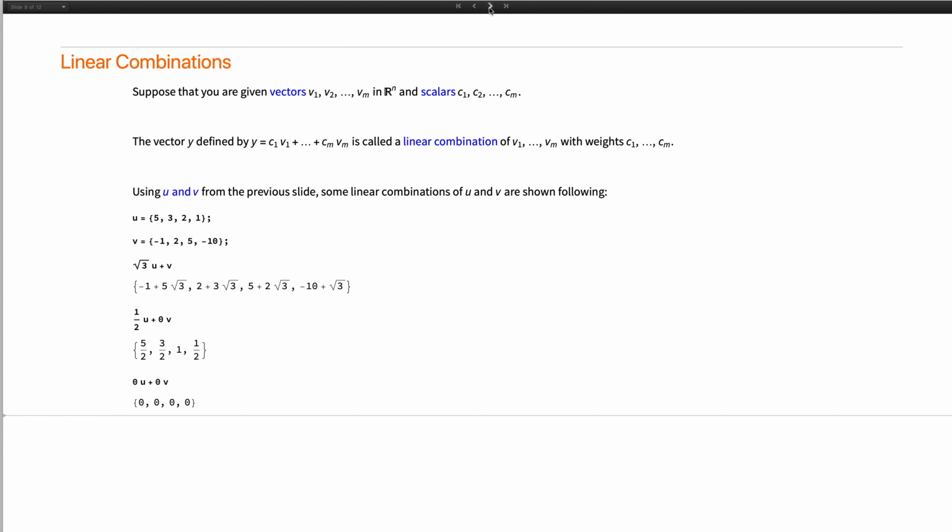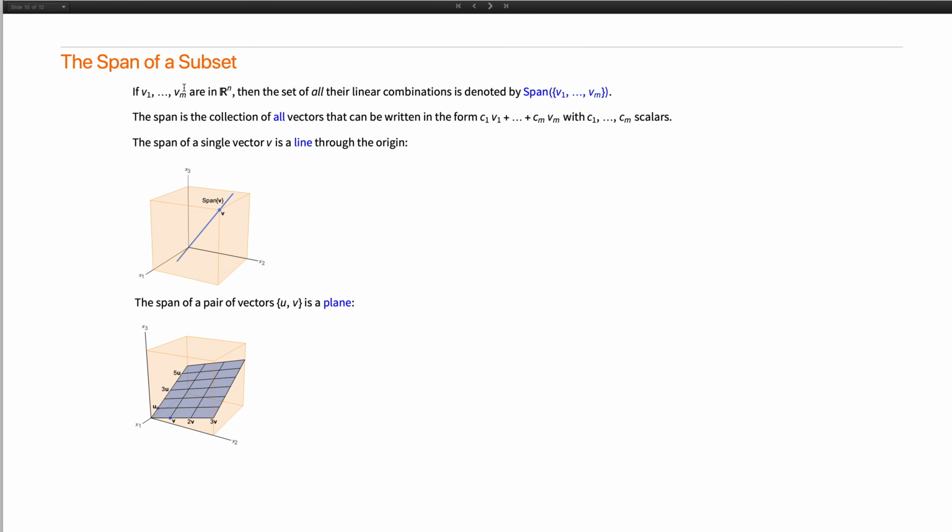But what would happen if you took a fixed set of vectors and then tried to find all the linear combinations? Well, that's called the span of those vectors. So basically, you take the collection of all vectors which are linear combinations of this particular set of vectors. Now that looks really abstract, but for example, if you have a single vector v, then that will give you a line through the origin. So you multiply v by c's and you get back a straight line.